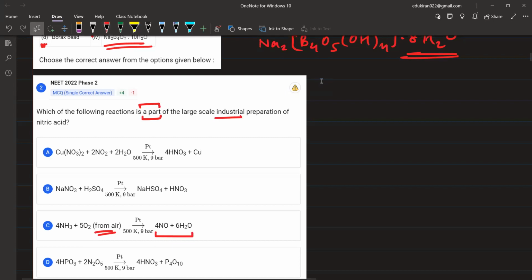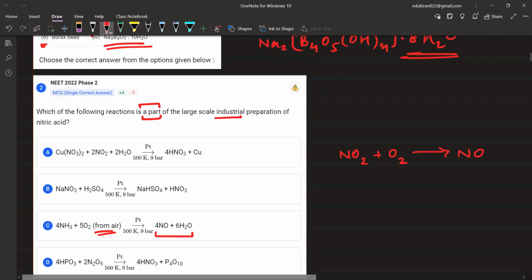It is asking, it is a part of the large scale industrial preparation. It's not that एक ही step में सारा reaction हो जाएगा and you will get the nitric acid. It is a sequence of steps. Okay. Now let me tell you what happens later on. Once you have NO gas, it reacts again with oxygen, and after that it forms NO2. Okay. Now, once you have got NO2, what is the oxidation state of nitrogen here? It is +4, है ना?